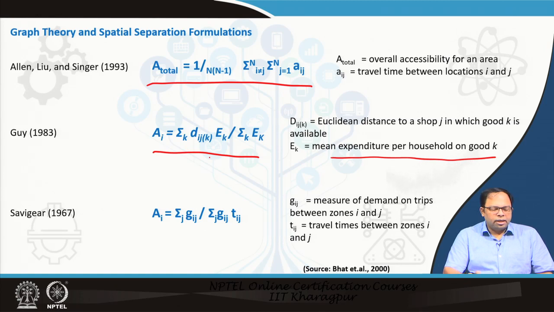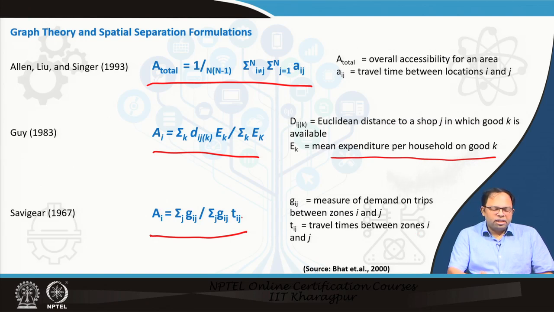Then Sauvigny has also shown the accessibility in this particular form, where Gij is the measure of demand on trips between zones i and j, and Tij is the travel time between zones i and j.